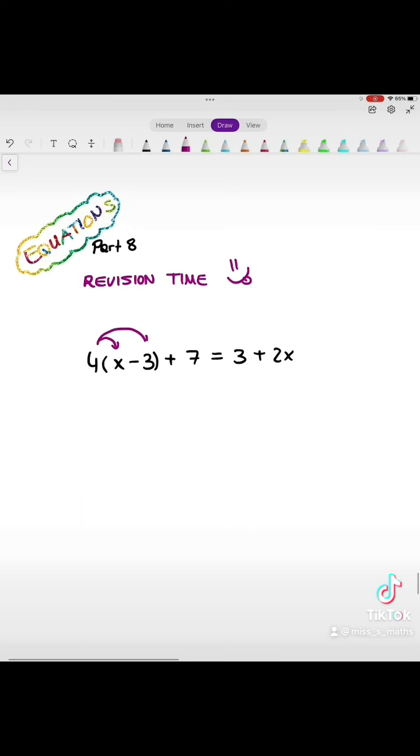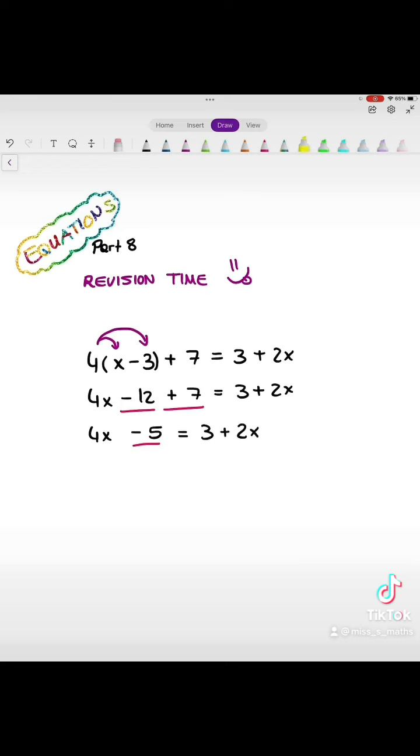Now what we have to do here is we need to multiply a bracket first. So remember, if there's a number in front of a bracket, this number needs to be multiplied by each part of the bracket. So 4 times x and 4 times 3. And 4 times 3 is 12, and since there's a minus there, we get minus 12. Next step is to simplify both sides as far as we can. So since we have the minus 12 and the plus 7 there, both of them are number values, so we can simplify that and it gives us minus 5.